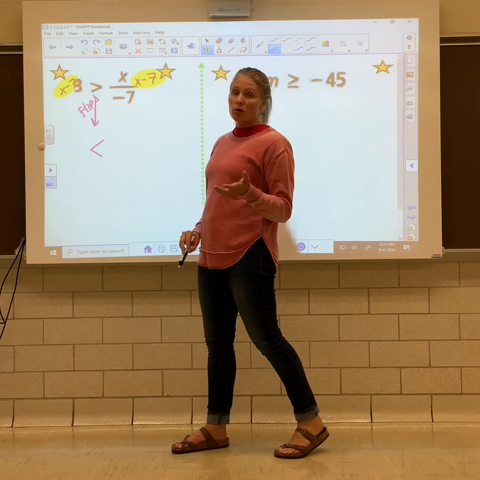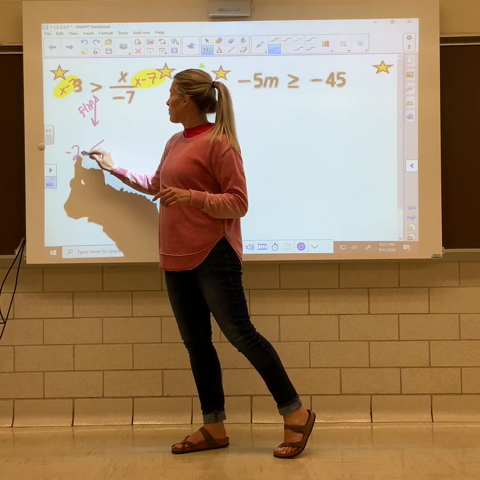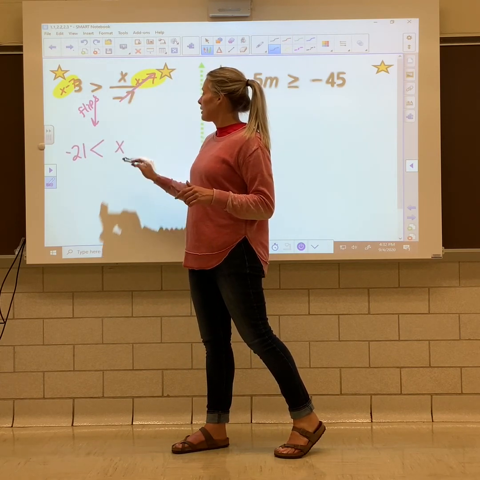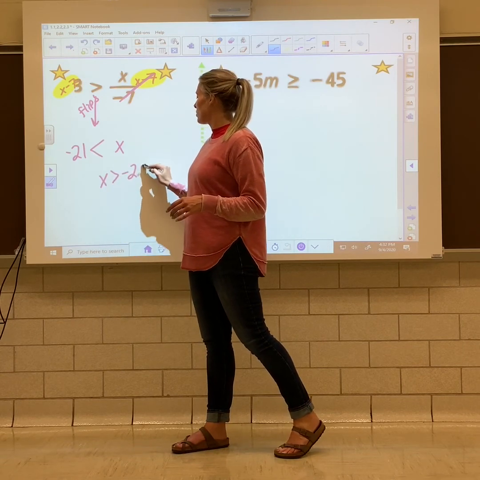So I'm going to continue with my math. 3 times -7 is -21. These -7's undo one another. I like to rewrite. X is greater than -21.